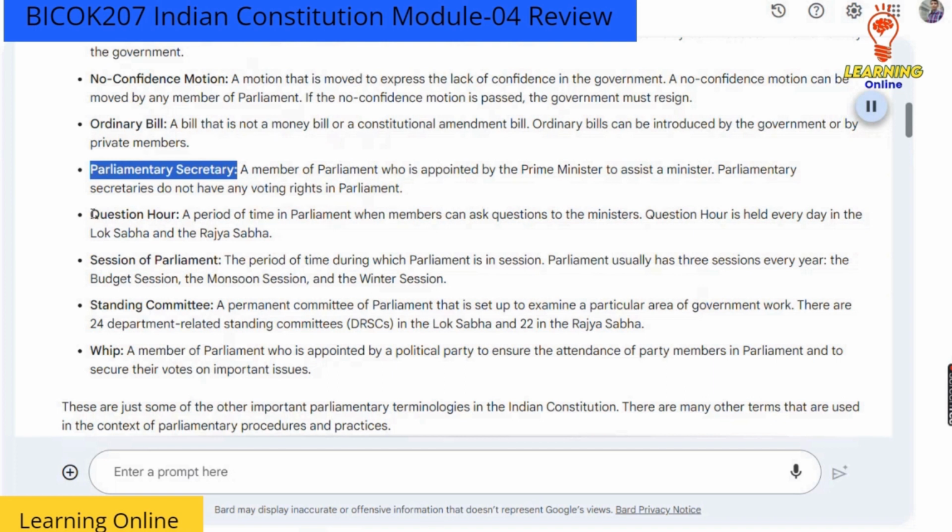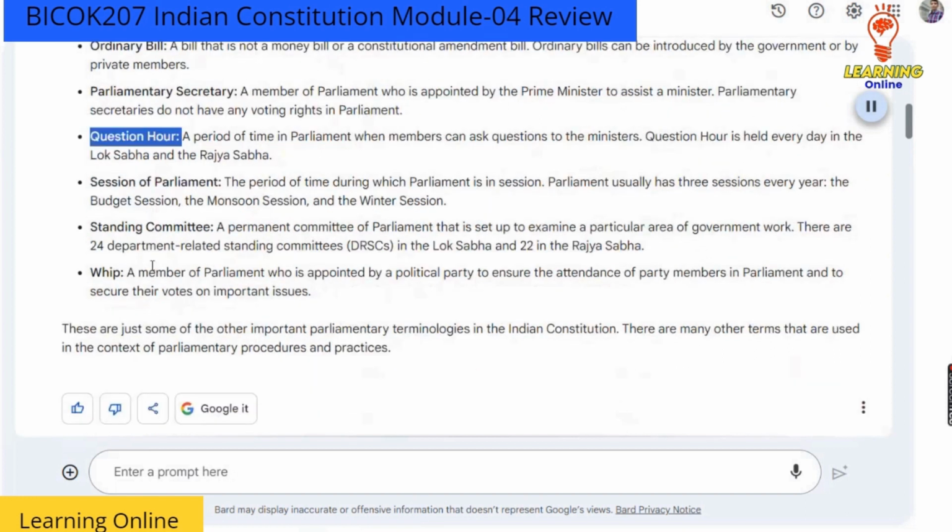Parliamentary secretaries do not have any voting rights in parliament. Question hour, a period of time in parliament when members can ask questions to the ministers. Question hour is held every day in the Lok Sabha and the Rajya Sabha. Session of Parliament, the period of time during which Parliament is in session.